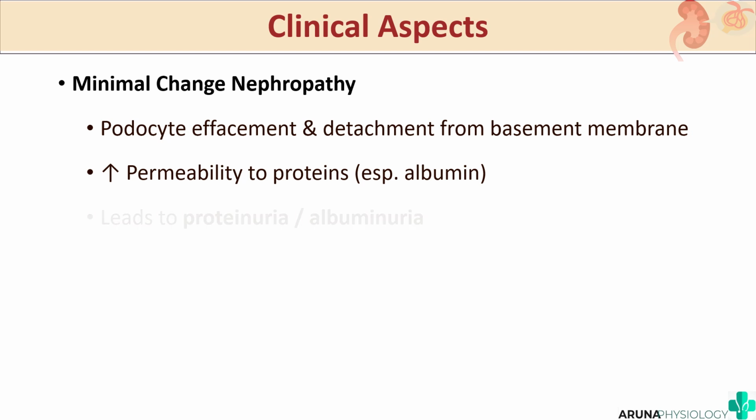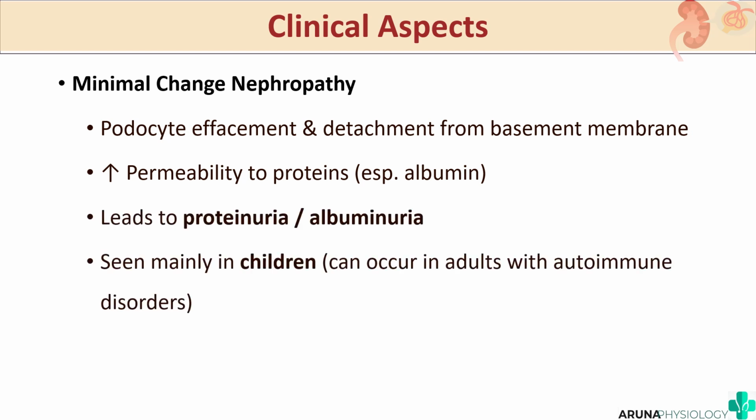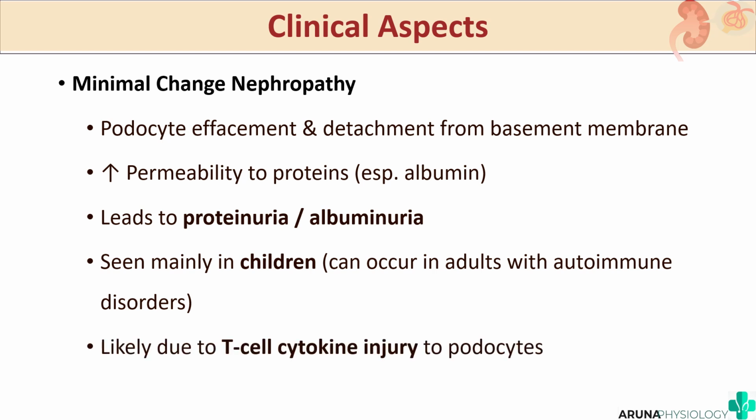So this also leads to proteinuria and albuminuria, and it is mainly seen in children, even though it can occur in adults also. So this condition, it is not congenital. This occurs usually due to an immune disorder, most likely due to a T cell cytokine injury to the podocytes. So there are some antibodies against these podocytes that cause the podocytes to retract from the basement membrane. So again, the filtration barrier will fail, which will cause this minimal change nephropathy. So that is why we are learning about this filtration barrier.